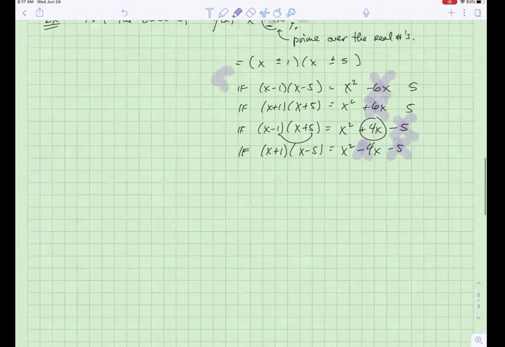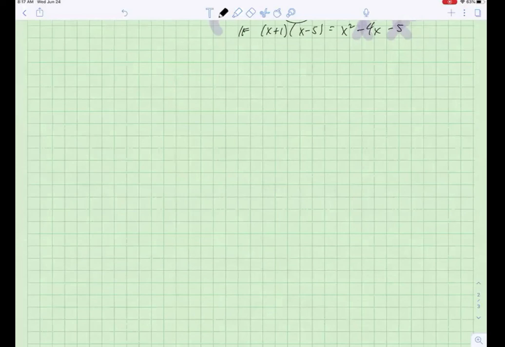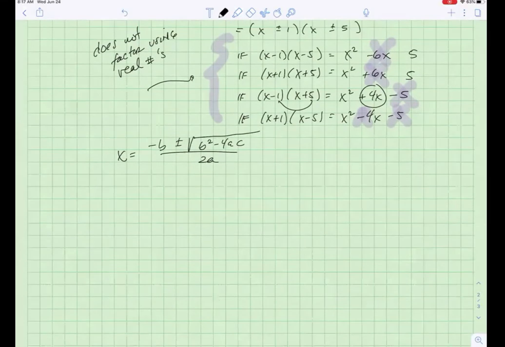So this does not factor using real numbers. So we have to resort to violence. Remember that the quadratic formula is x equals negative b plus or minus the square root of b squared minus 4ac all over 2a. Please make sure that you don't just kind of know that for the exam. Make sure you absolutely know it verbatim.